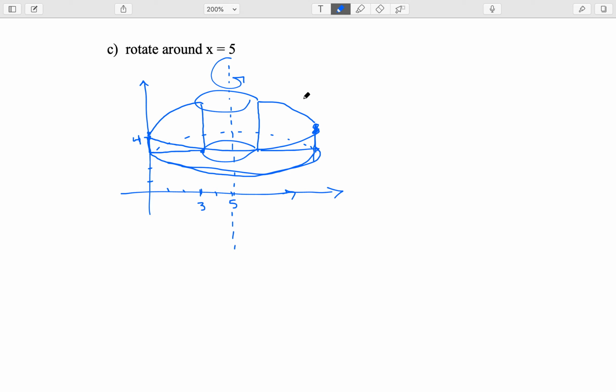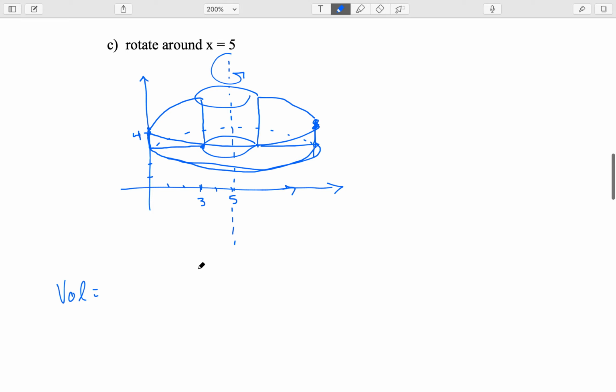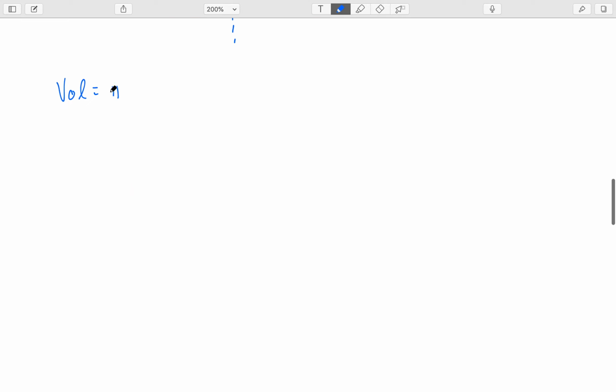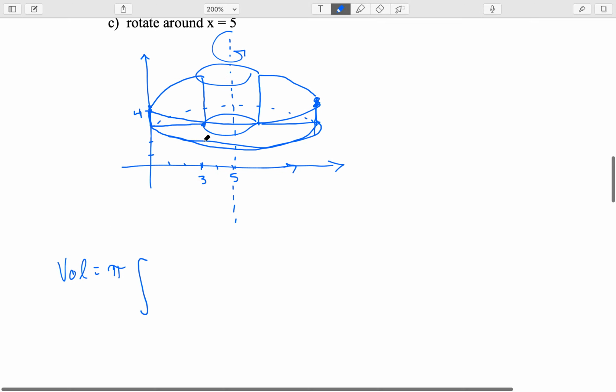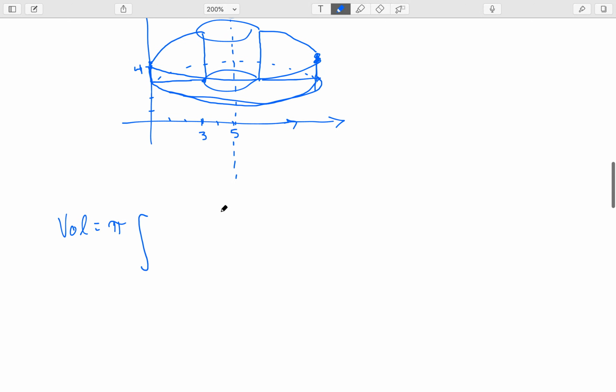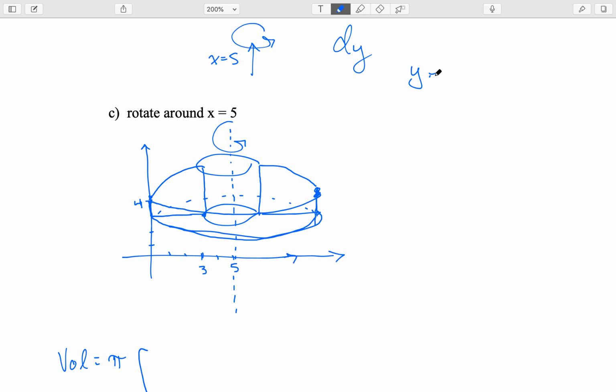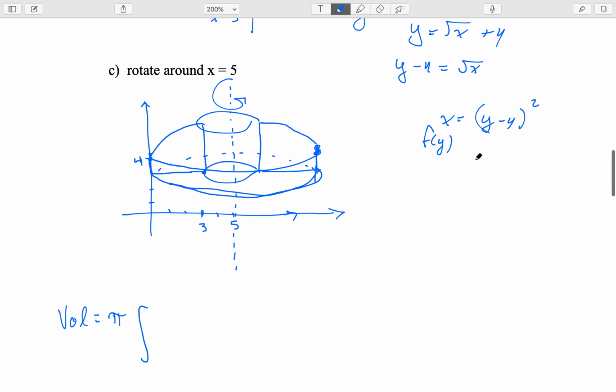Okay, let's see. First off, I know it's going to be the volume. It's going to be pi. From 0 to, hang on, 0 to where? Oh, no, it's going to be dy. So remember that y is equal to the square root of x plus 4? I need to express this as a function of y. So in other words, y minus 4 is equal to the square root of x. In other words, x is equal to y minus 4 squared. That's my f of y. F of y is equal to y minus 4 squared.